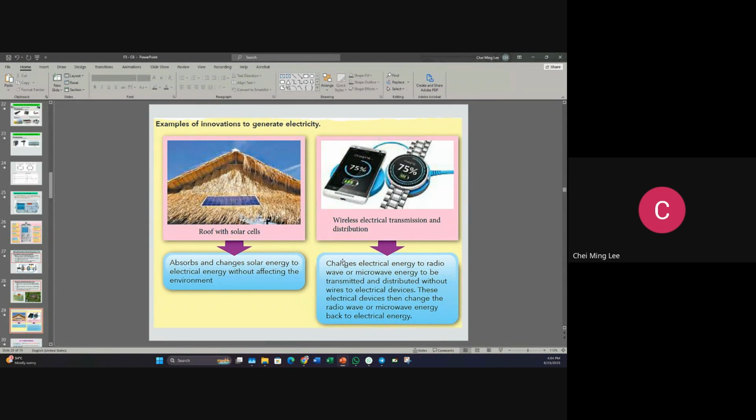At the same time, there is wireless electrical transmission and distribution. Electrical energy is changed to radio wave or microwave energy so that it can be transmitted and distributed without wire to electrical devices. Then the electrical devices change the radio wave or microwave energy back into electrical energy. This is the so-called wireless charger or MagSafe, something like that.